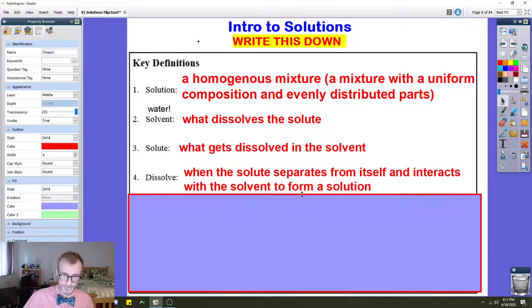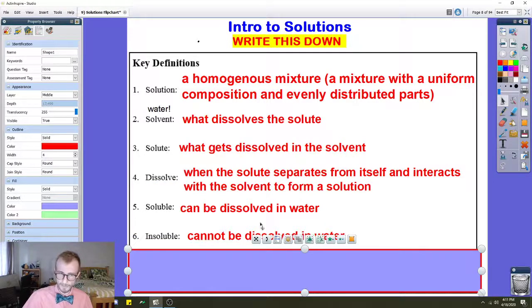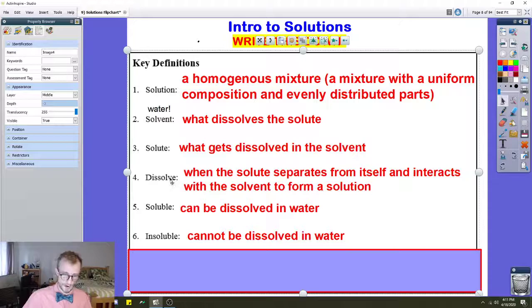The next couple things just describe some more vocabulary. So I've used this word dissolve a few times, and that's what we're going to look at next in this video. When the solute separates from itself and interacts with the solvent to form a solution, meaning I've added a chunk of something into a solution and it's going to break apart into tinier pieces. And I don't just mean kind of small, I mean as small as molecules and atoms, very, very small. That process of breaking off the different atoms as they go into the solvent, or the water in our case, is called dissolving.